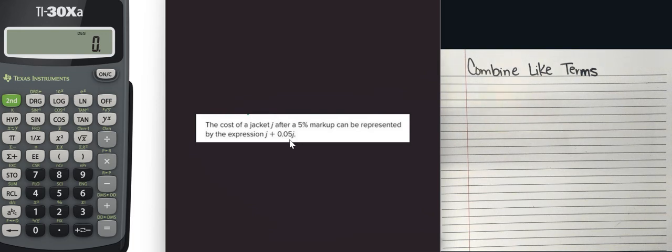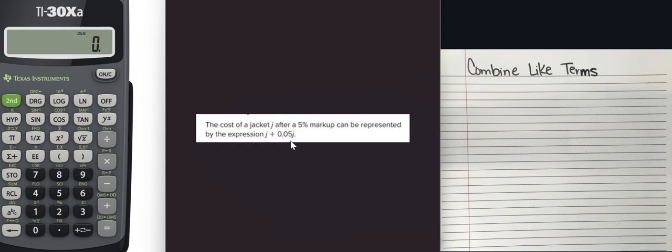And a like term is a term that contains the same variable. So in this case, we have J, and they are raised to the same power. Well, we don't see a power, so we know that it's raised to the first power. So in this case, they are considered to be the same power, or they're considered to be like terms.